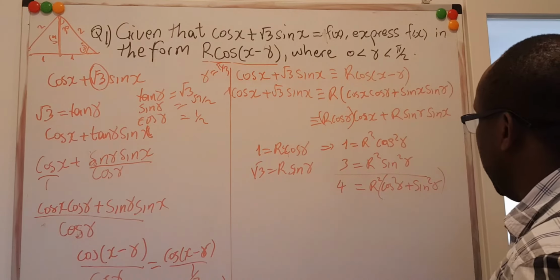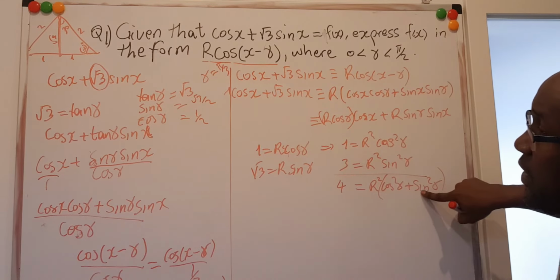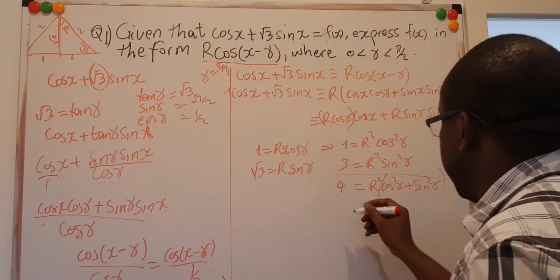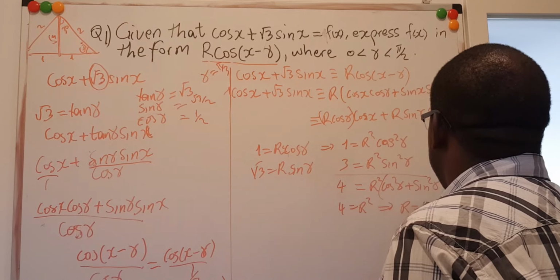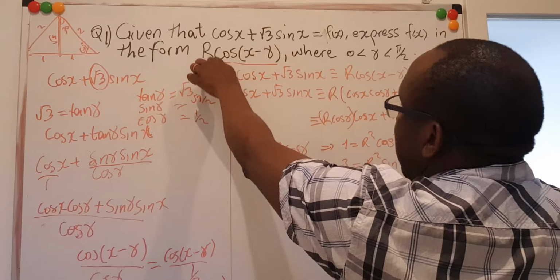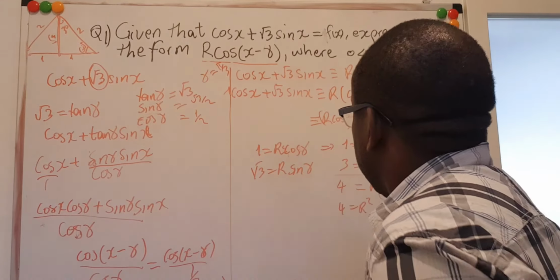Because r is in both of them. But this is 1. We know this identity. So this simply means 4 is equal to r squared, and r is equal to 2. So we've got the first one there, that's 2. Now we're left to get this angle.